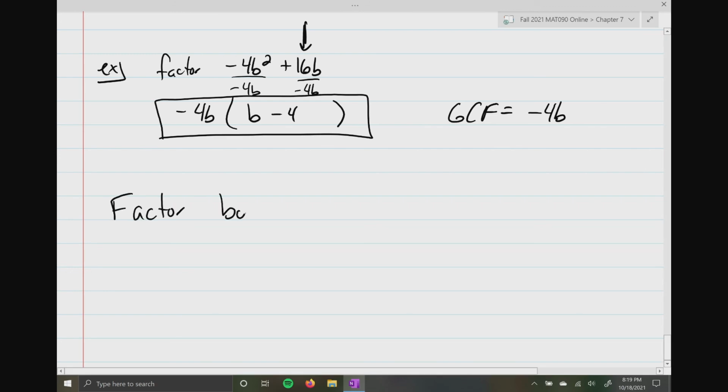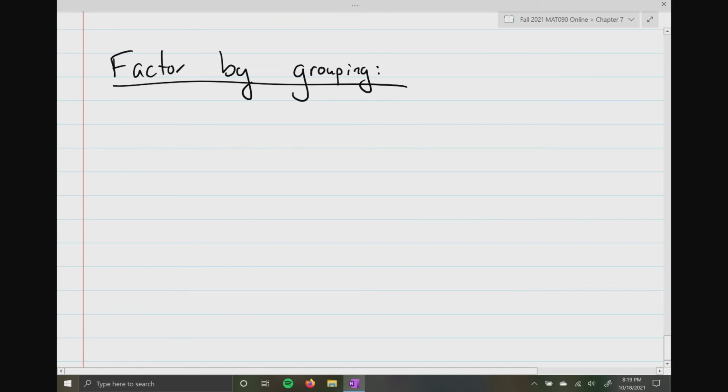Factor by grouping. And to be honest with you, this is very simple. You just got to be able to see things. So I think the easiest thing to do first, let's start off with a very simple problem. So we're going to factor xy plus y. So notice here, step 1, the GCF for the coefficients.